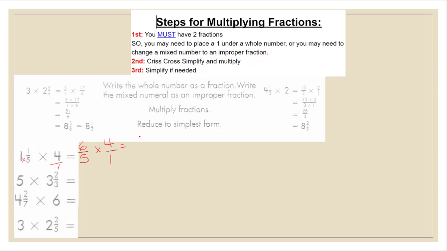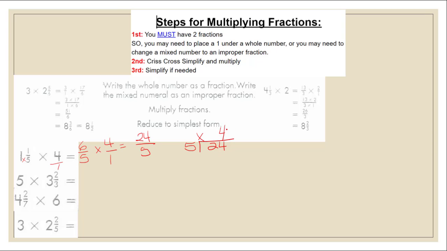6 times 4 is 24. 5 times 1 is 5. So I have an improper fraction, so I need to change it to a mixed number. 24 divided by 5, that puts the 5 bottom dog outside the house, top dog inside the house. Okay, first step goes into, can 5 go into 2? No, because the 2 is smaller. So 5 into 24, that goes 4 times.